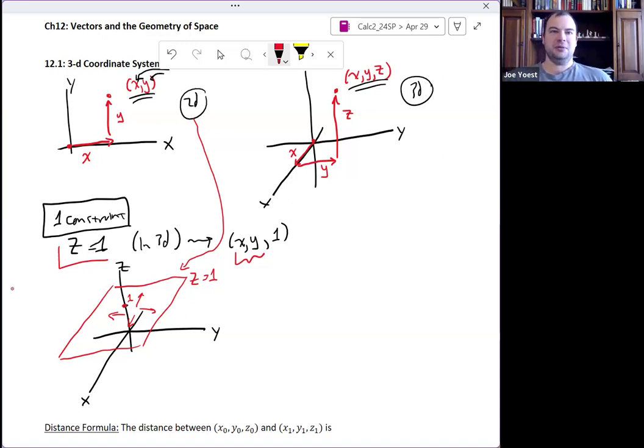I start with 3 dimensions, where in theory I can move up, down, forward, backwards, left, right. But if I impose a constraint, you've got to stay on the surface of the Earth, well, now you're down to 2 degrees of freedom, forwards and backwards or left and right.